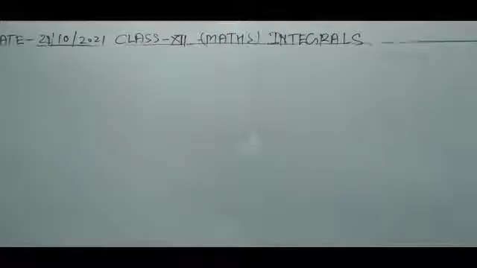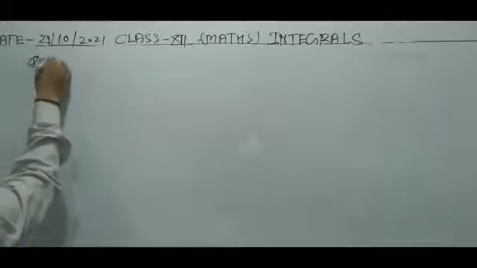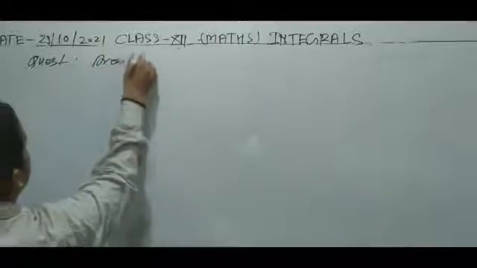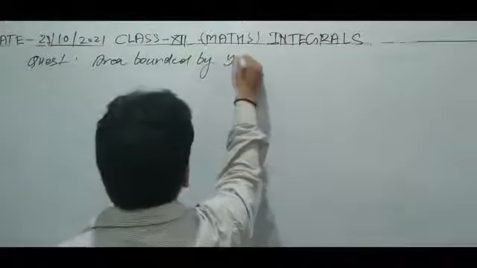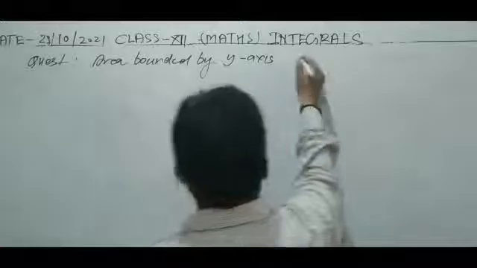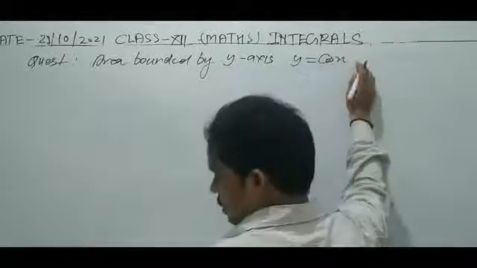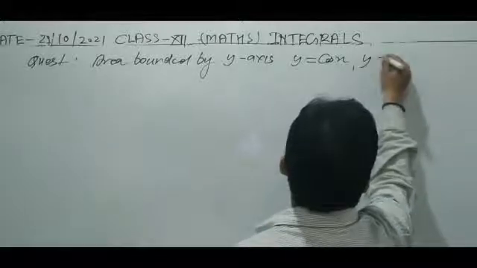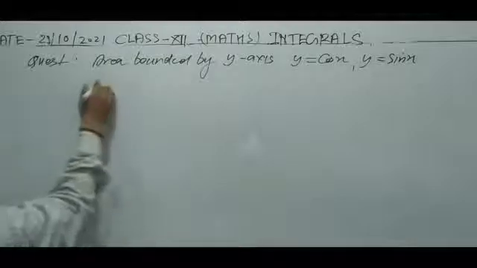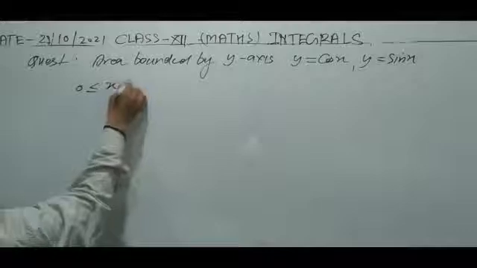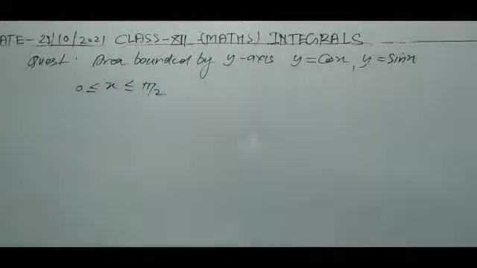Now the question is: the area bounded by the y-axis, y is equal to cos x, y is equal to sin x, and x is greater than or equal to 0 and less than or equal to pi by 2. So this is our question and we have to calculate the area.